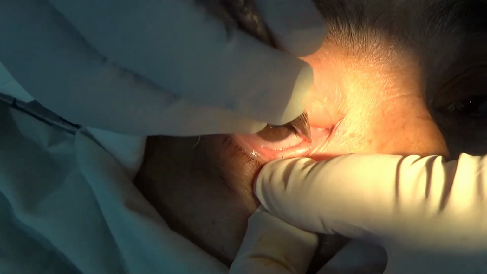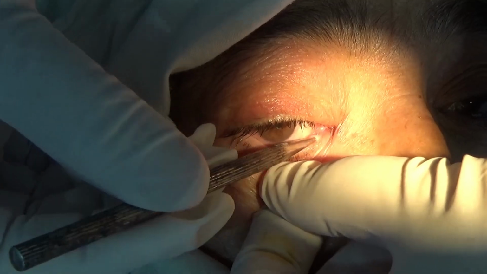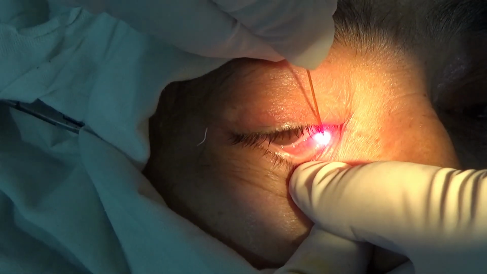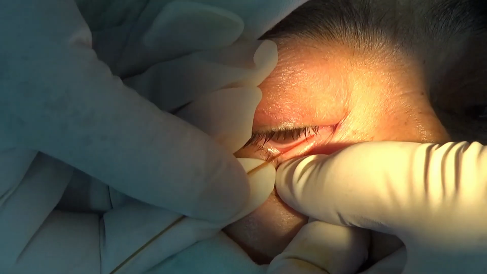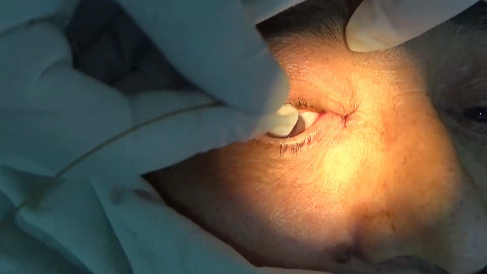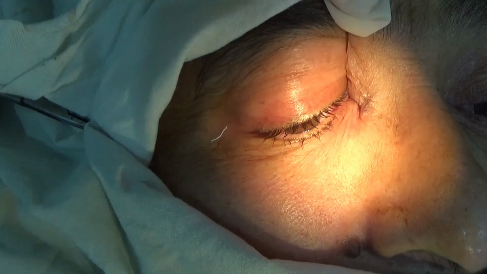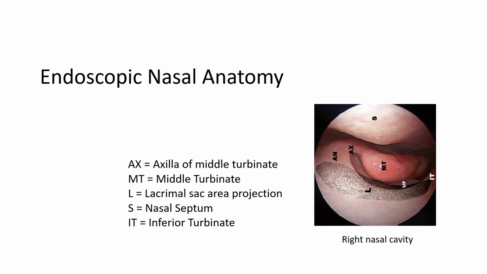After this, the diode laser probe, which is about 2 mm thick fiber optic, is introduced into the lacrimal sac via upper or lower canaliculus. This laser probe is directed downwards and medially into the sac. Meanwhile, endoscope is introduced into the ipsilateral nostril and directed towards the middle meatus. These structures become visible on monitor.